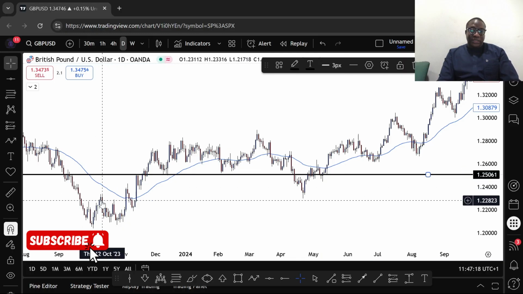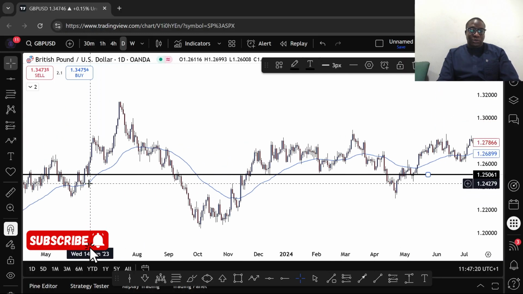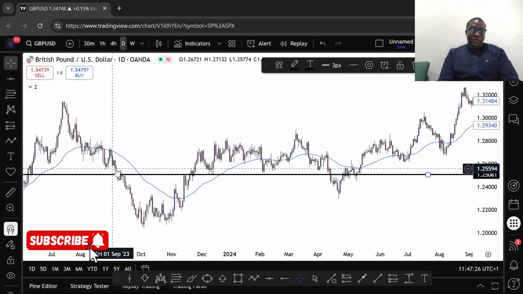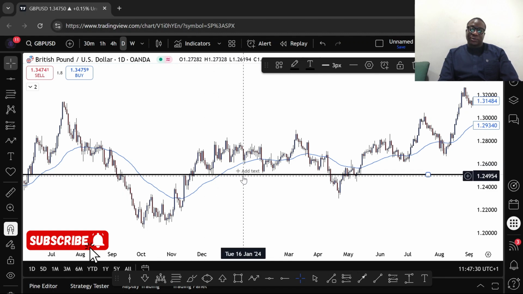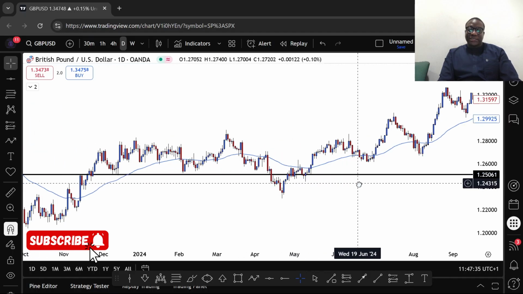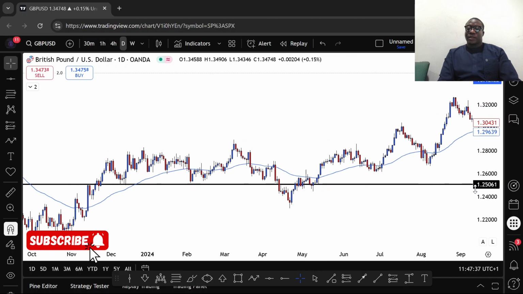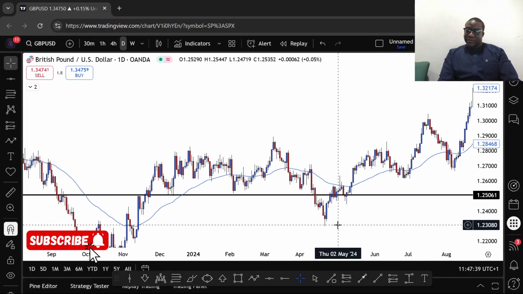You notice that the market has tested this point multiple times. See, previously it was used as a resistance, previously it was used as a support, previously a resistance, previously a support. So we can consider this a valid support or resistance.